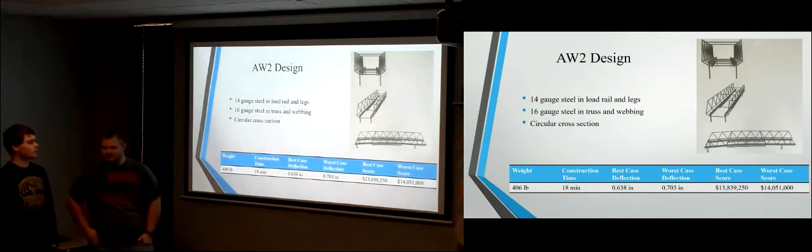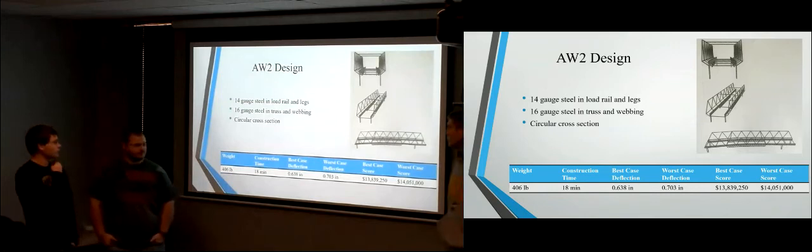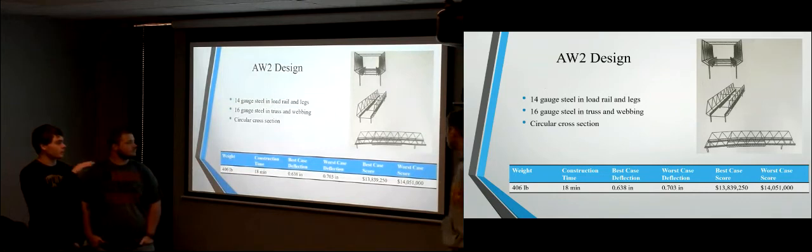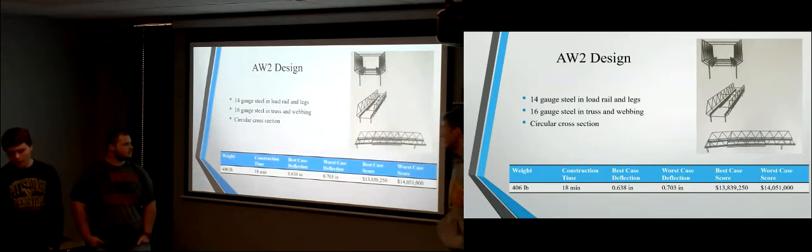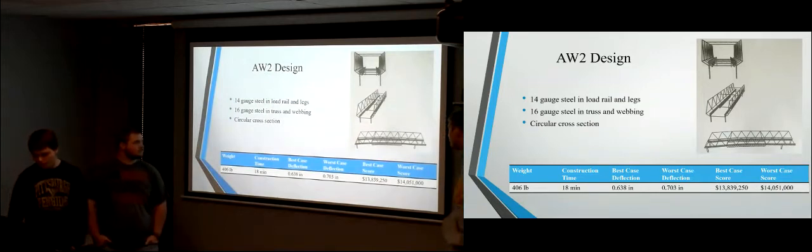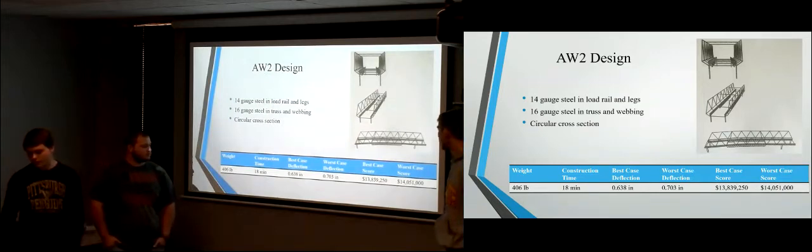So Austin took Adam's second preliminary or brainstorming idea, and his also used that taper, but his truss was a lot bigger, had a lot more members in it, and was a little more box shaped. This did result in a much higher weight. His weighed over 400 pounds and had more members, so it took 18 minutes to put together. But his deflection was pretty good. His score still came out around 14 million for both the best and the worst case.